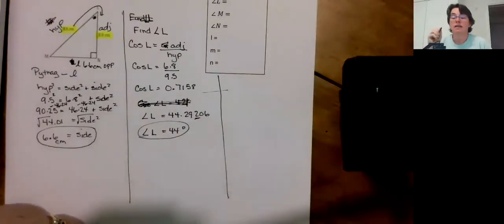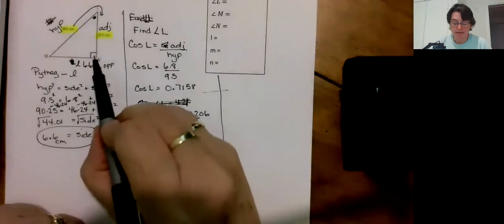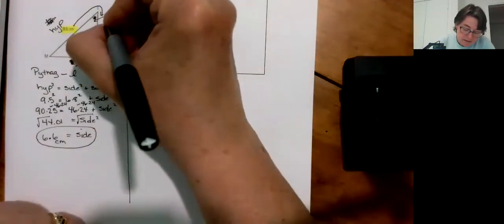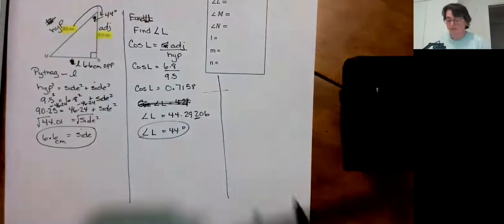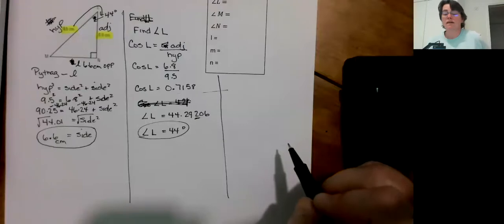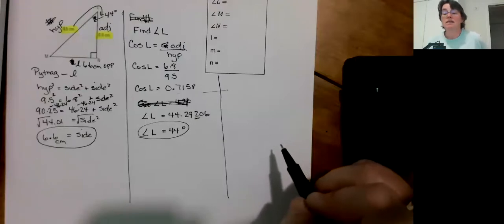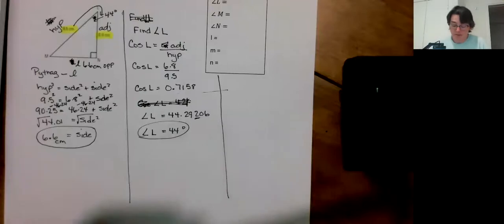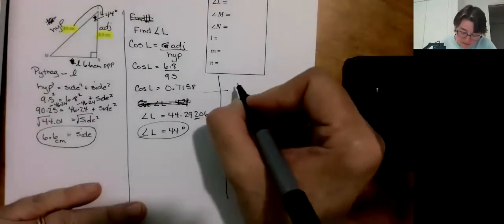I could go 180 minus the 90 here, minus the 44 there, and get the other angle, but I don't want to. Because if I screwed up here, then I'm going to carry my error forward. As it is, because I rounded, there's still going to be a slight difference. So let's find angle M.